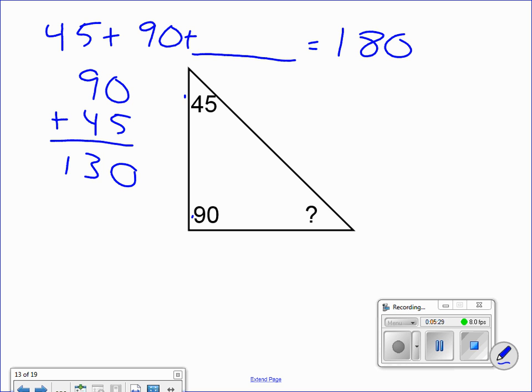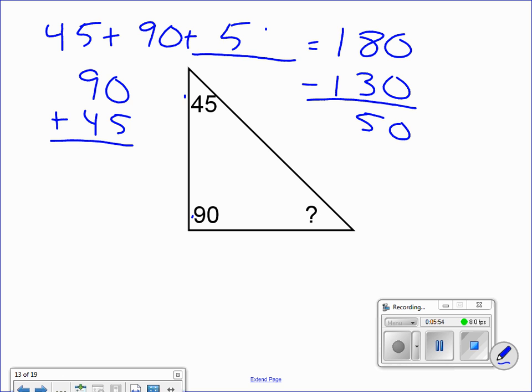I've got 130 here. I'm going to subtract 130 from my 180 to find my missing number, and it's a 50. Did I do something wrong here? For some reason, that's not right. Thinking out loud, that isn't right. Look what I did wrong, kids. I have a 5 here. 135, I've got to be subtracting.